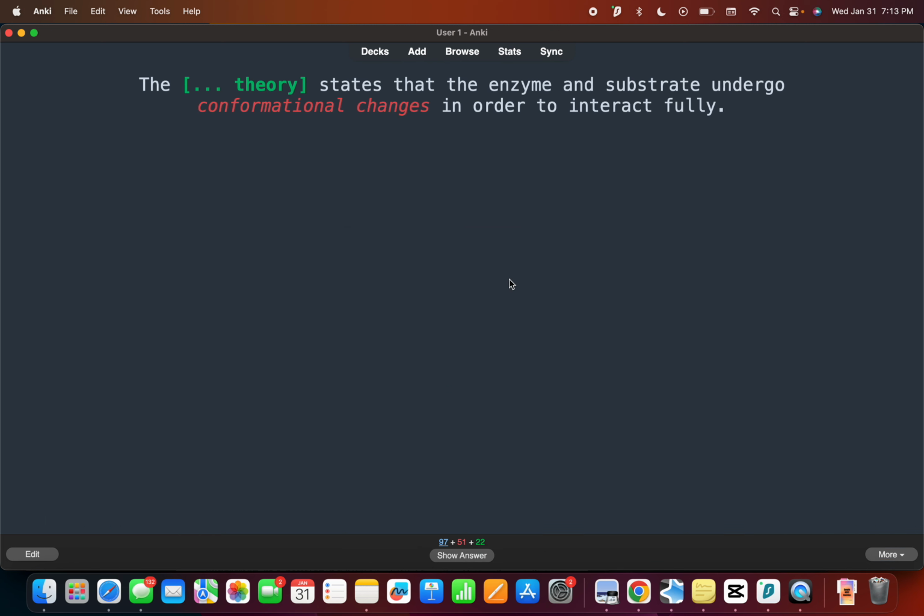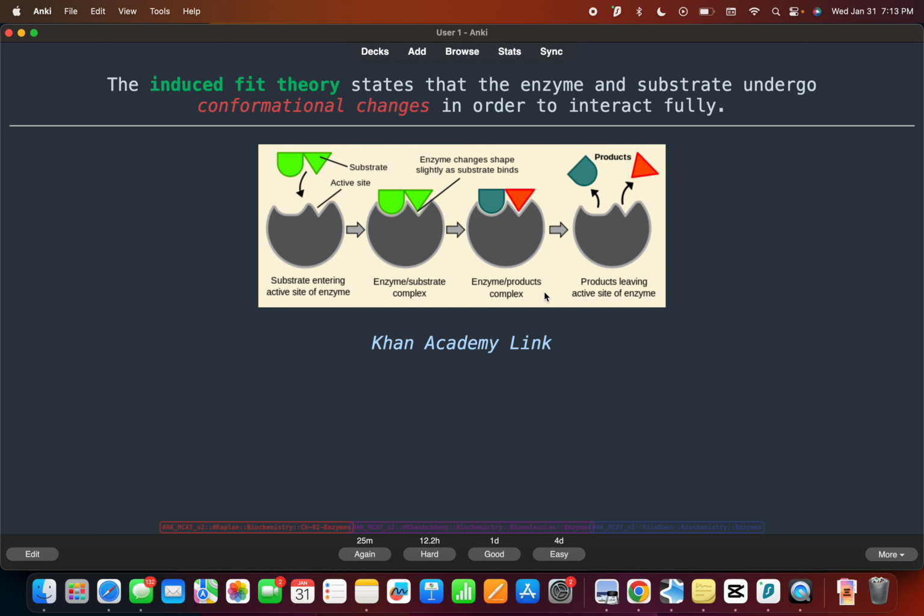What theory states that the enzyme and substrate undergo conformational changes in order to interact fully? This should not be the lock and key model, but the conformational model. Induced fit theory. Yeah, I forgot the name. Induced fit.